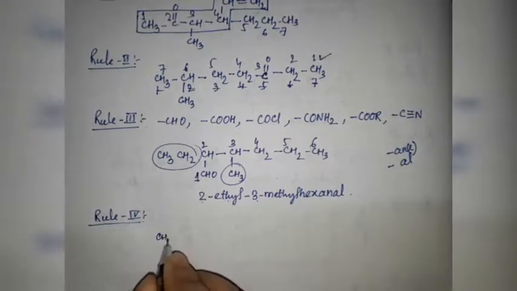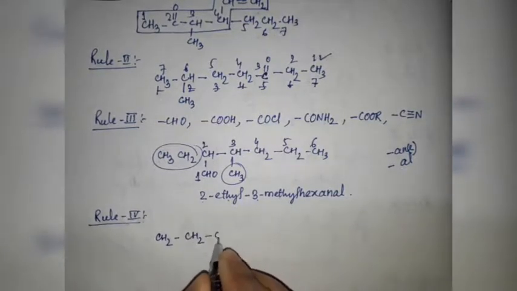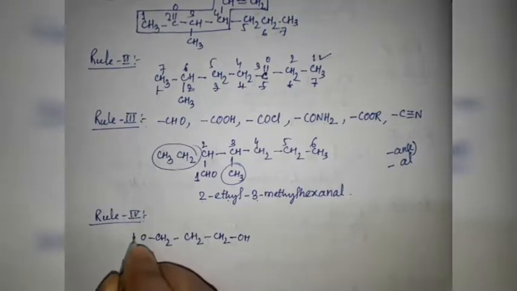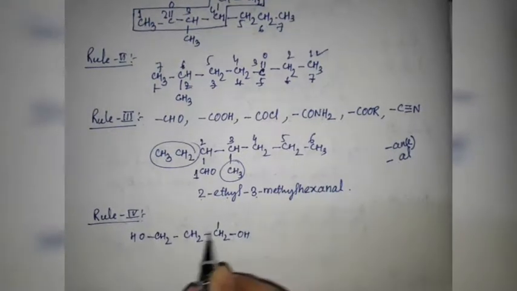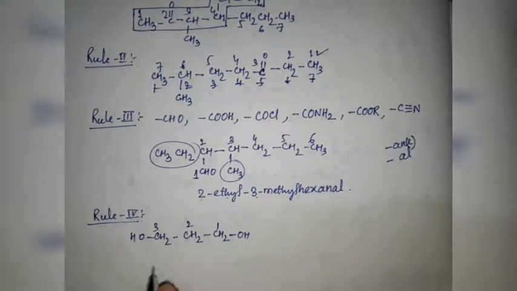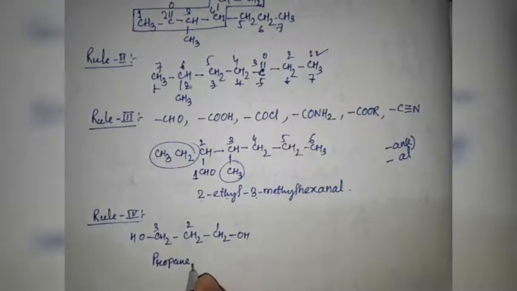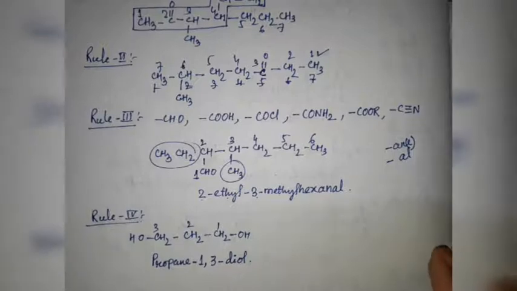For example, CH2, here one OH is there and here one OH is there, that means 2 OH groups are there, and so 1, 2, 3 carbon atoms are there. So propane, the terminal E is retained, as I have told you, hyphen. In 1 and 3 position we have 2 OH groups, so diol, clear.